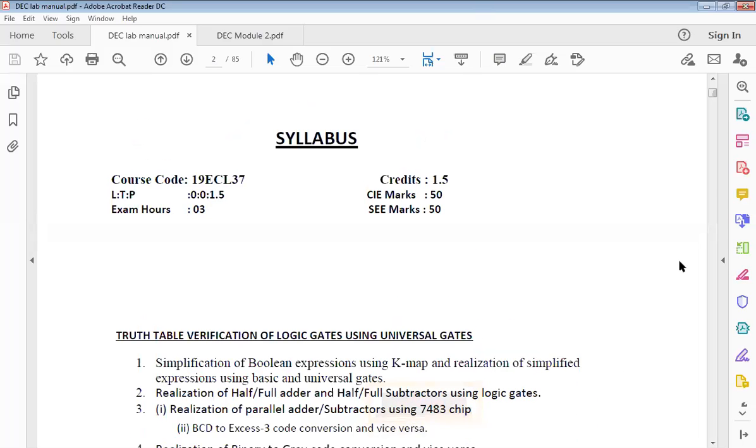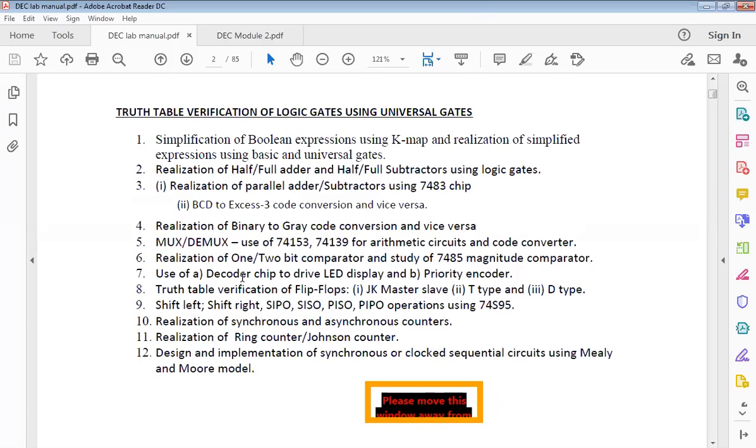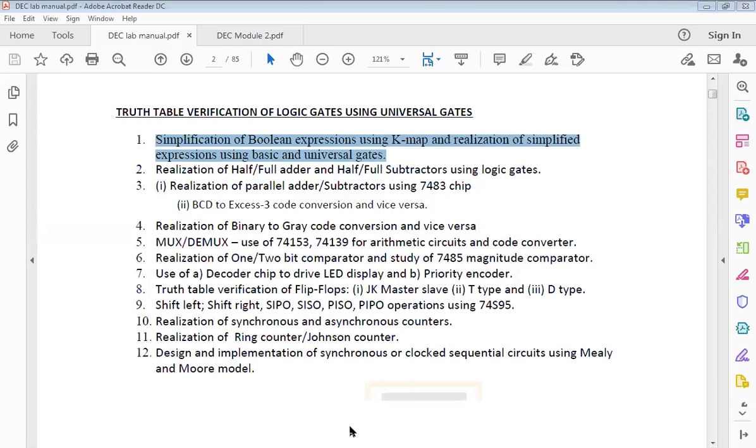So this is going to be your lab code, 19 ECL 37, and it's for about 50 marks, and your essay is also for 50 marks. Fine. The first experiment is going to be simplification of Boolean expressions using K-map and realization of simplified expression using basic and universal gates. Before we get started, can you all tell me what is meant by K-map? You have studied this exclusively in your theory, right? So what is a K-map?